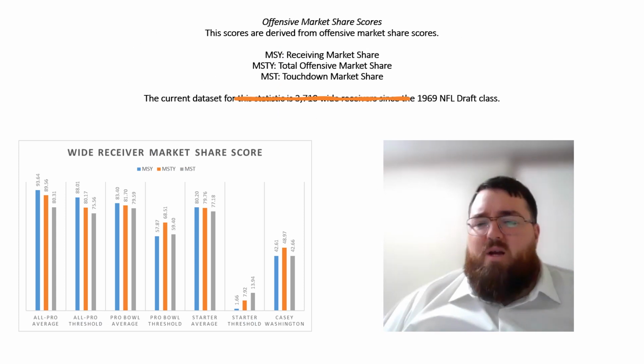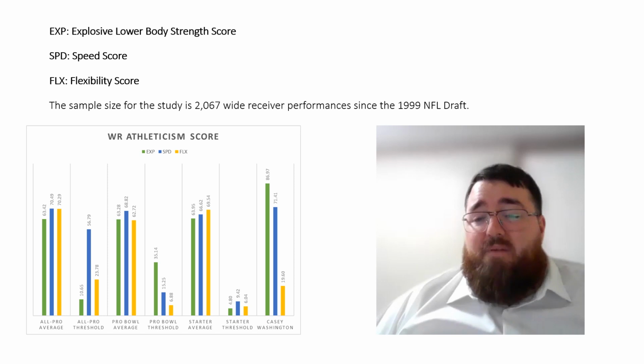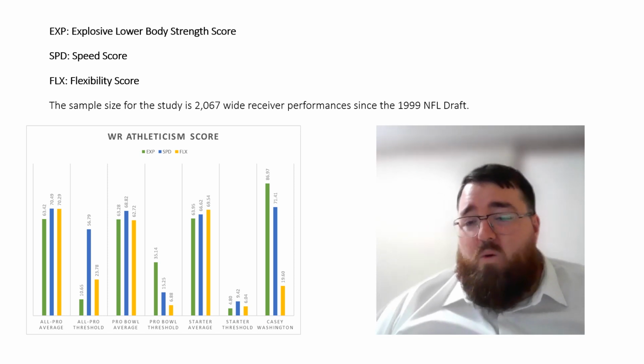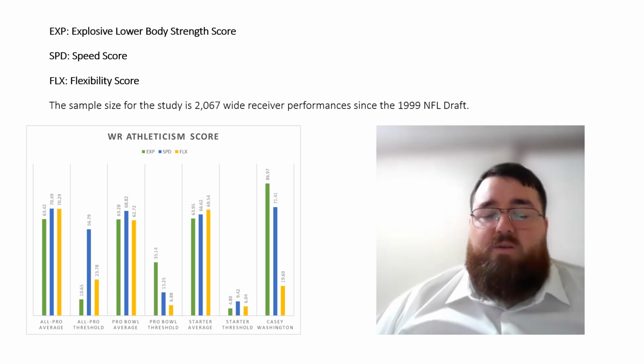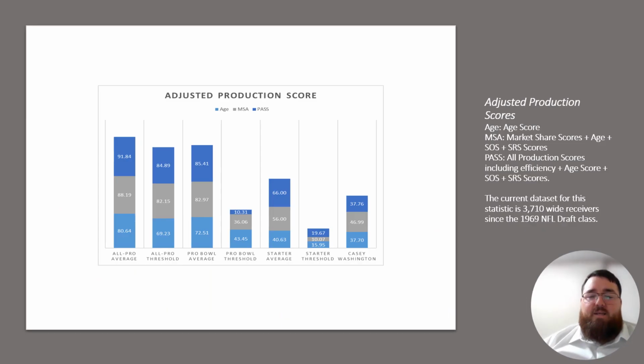Taking a look at his production traits, below average in terms of market share production. Taking a look at his other efficiency traits, below average in terms of touchdowns per touch and yards per reception. But he does have above average athleticism. He had an 86 percentile explosion score, 71 percentile speed, with a 19 percentile flexibility score. So he does have above average explosiveness and speed for his size.